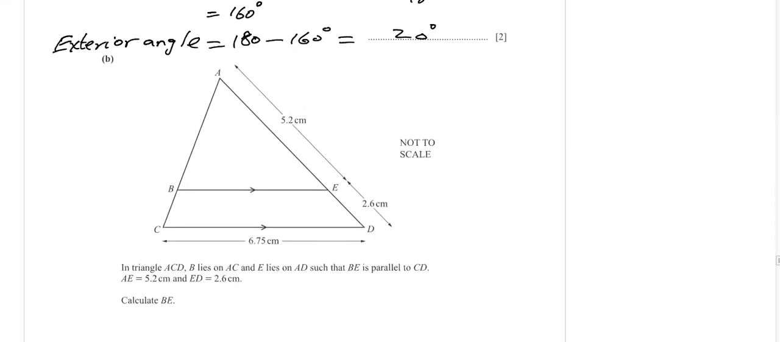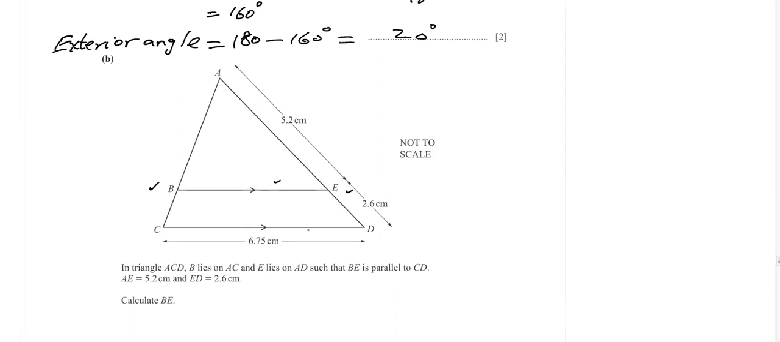Part B is a triangle ACD. B lies on AC and E lies on AB. B is here and E is here. The values are given, and AD and BE are parallel.